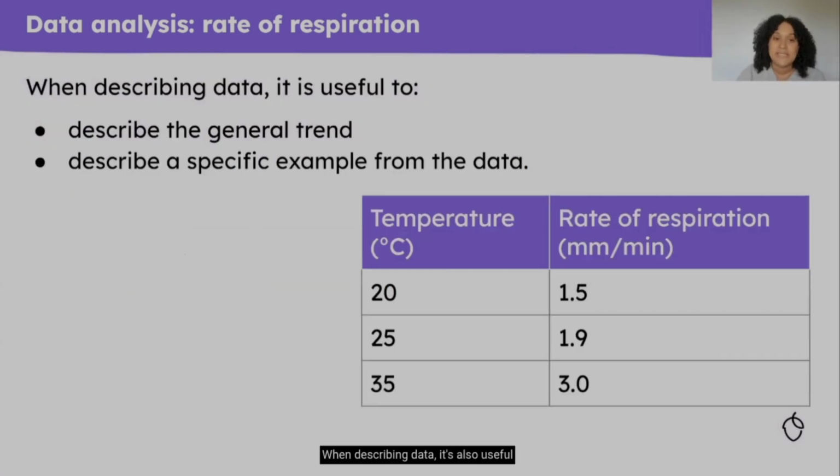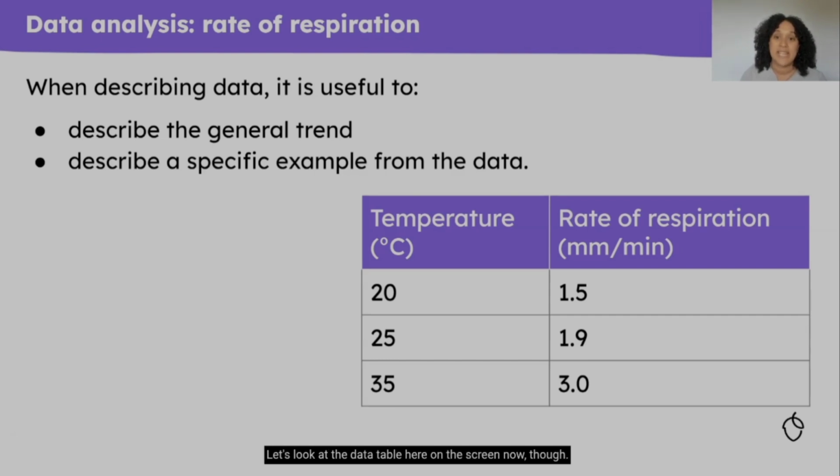When describing data, it's also useful to describe the general trend and then describe a specific example from the data. For example, you could say, as the temperature decreases, the rate of respiration decreases. A specific example of that might be the rate at 45 degrees is half of the rate that it is at 40 degrees. That's looking at one specific example of 2 data points in the table and then seeing if there's some kind of relationship between them, maybe halving or doubling or tripling.